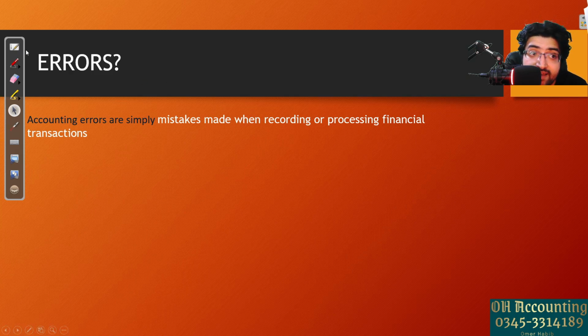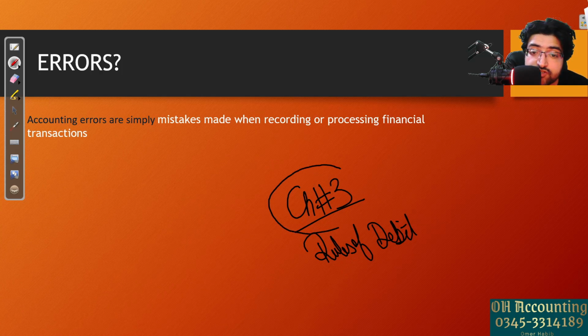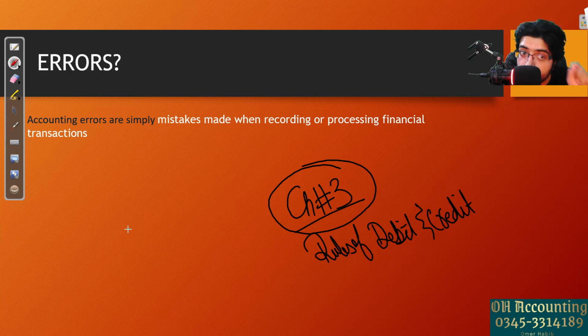First of all, what are errors? See, before you start with this topic, make sure you have a very good understanding of chapter number 3, the double entry system of bookkeeping. You should know the rules of debit and credit. Otherwise, there's no point starting with this topic. So make sure you have done this chapter in detail and you understand the rules of debit and credit. When you read a transaction, you know what to debit and what to credit, and you can understand the transactions. Okay, so go through chapter 3 first.